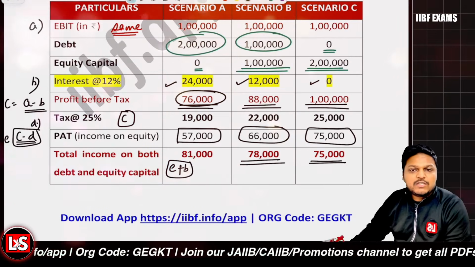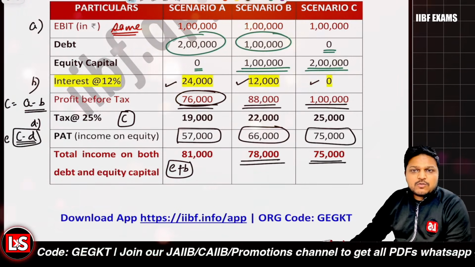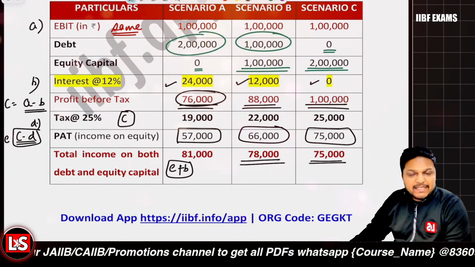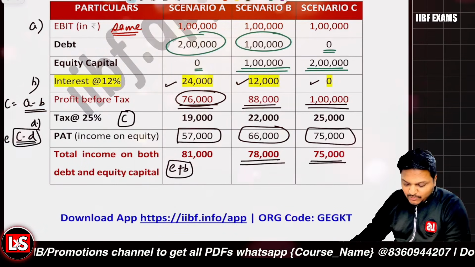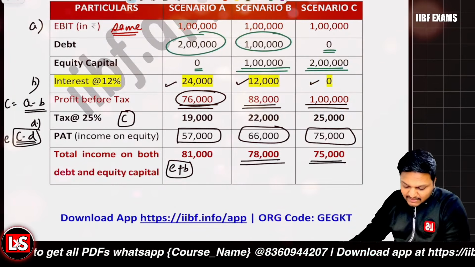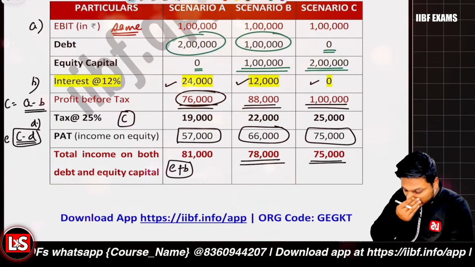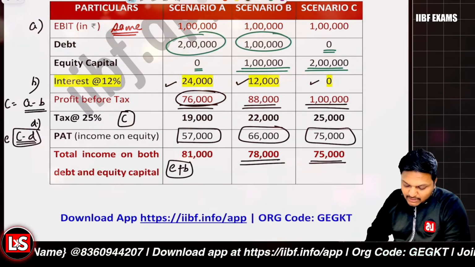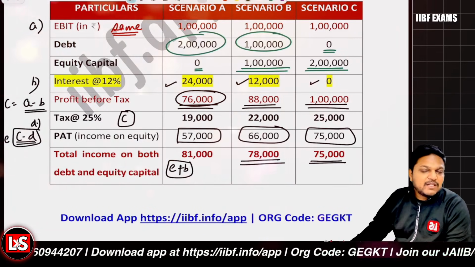Why are we doing so? Because we were to talk about the total income on debt and the equity capital. So what was the total income on debt? It was basically 24,000. And further, if we talk about the equity, it is 57,000, right? So that's it.